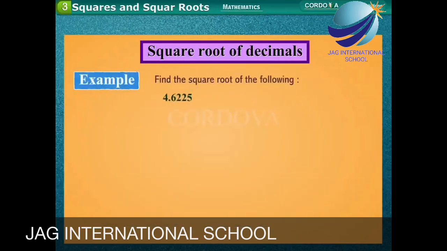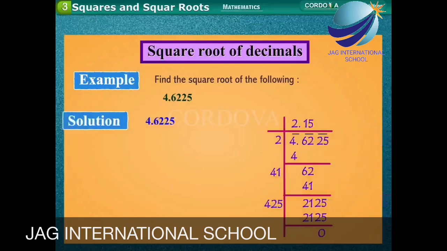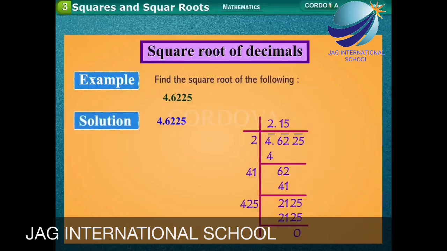Example, find the square root of the following: 4.6225. Solution, 4.6225. Hence, square root of 4.6225 is equal to 2.15.